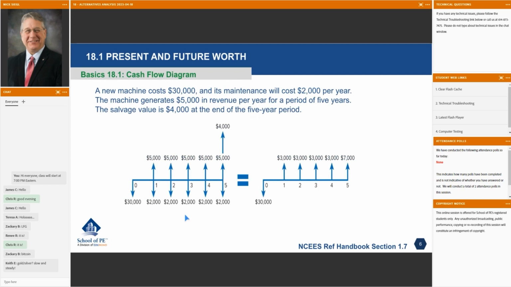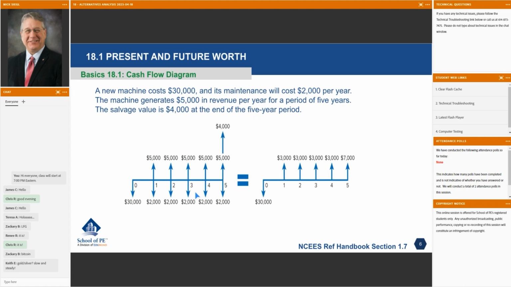So here's a close-up view of a very typical cash flow diagram. If we just read, we see that there's an investment made of $30,000 in a brand new machine, and its maintenance cost will be $2,000 per year. So we're indicating the $30,000 initial investment with one downward pointing arrow. And then we have a series of $2,000 maintenance costs occurring every year for 5 years.